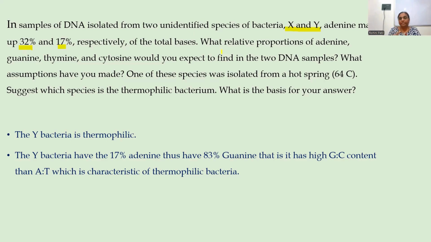Now, when the bacteria is a thermophilic, that bacteria is living where? In high temperatures. So to stabilize the DNA at a high temperature, it requires more GC content, because to melt the GC, that is to melt the G triple bond C, higher energy is required. So as the GC content is higher, the melting of DNA is more difficult. That's why in the thermophilic bacteria, the GC content is going to be higher. And when you compare these two, the GC content of the Y bacteria is more than the GC content of the X bacteria. That's why the Y bacteria is the thermophilic bacteria.